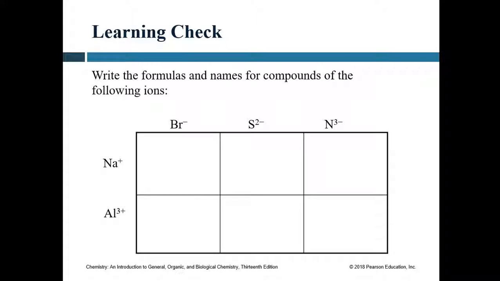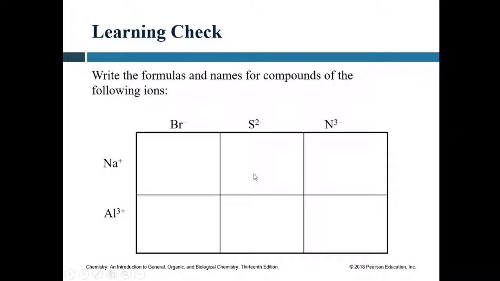So let's write the formulas and names for compounds of the following ions. Okay, so I'll do the first two, and then I want you to press pause and do the rest. So if I were to mix this positive with this particular negative right here, it's a 1 positive and 1 negative ratio, so it's 1 to 1. The overall charge balances out. So the formula would be NaBr, and the name would be sodium bromide.